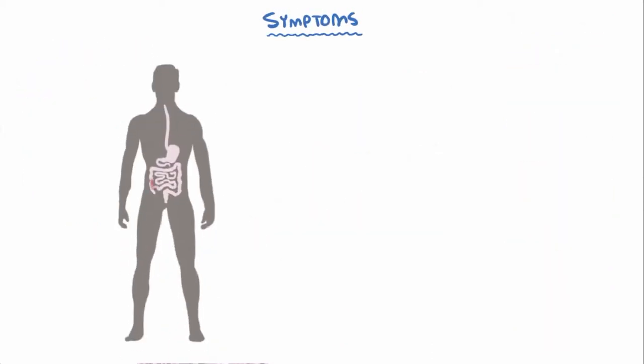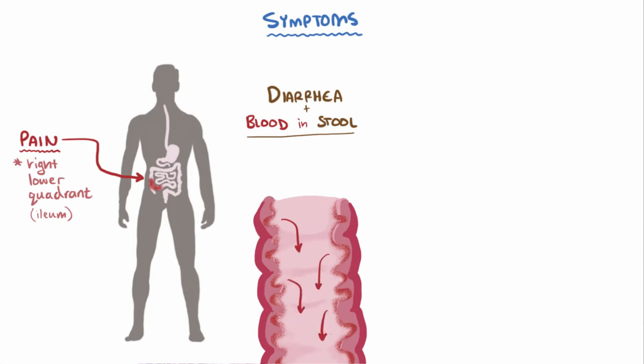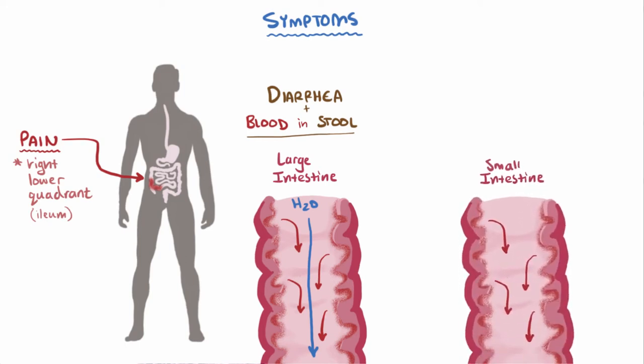As more gastrointestinal tissue is damaged, patients might experience pain in the affected areas, most commonly in the right lower quadrant, which is associated with the ileum. Also, diarrhea and blood in the stool are common symptoms. The blood is from damaged intestinal wall tissue, and if the cells in the large intestine are damaged, they lose their ability to reabsorb water, and more water is then excreted, leading to diarrhea. Along the same lines, if the small intestine is the one taking the brunt of the damage, patients may have malabsorption issues, since the small intestines are super important for absorbing nutrients.